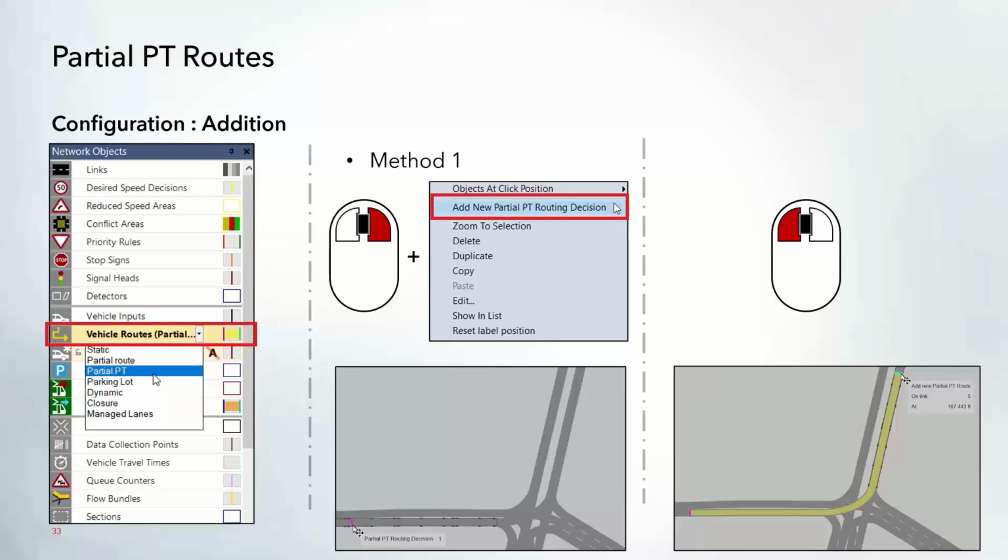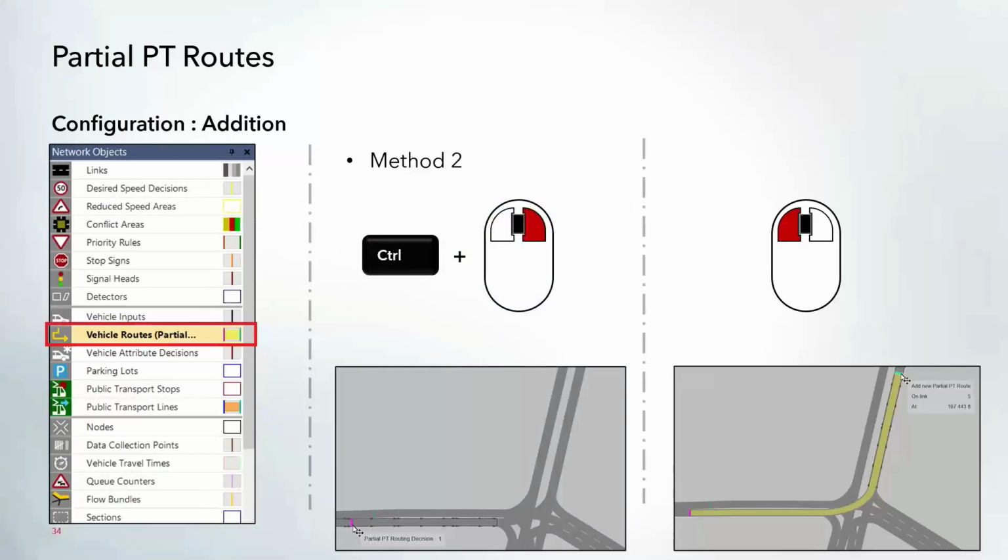So in order to add this, first you'll go over to the vehicle routes option in the network objects toolbar. If you hover over that, you'll see there's a little drop-down icon here. In this case, you can select partial PT. Once you have that selected, you can just place the routes like you normally would for a static route. You can either use the context menu to place the start point, or you can press Control and right-click to place that start point, and then the endpoint can be added in with a left click.